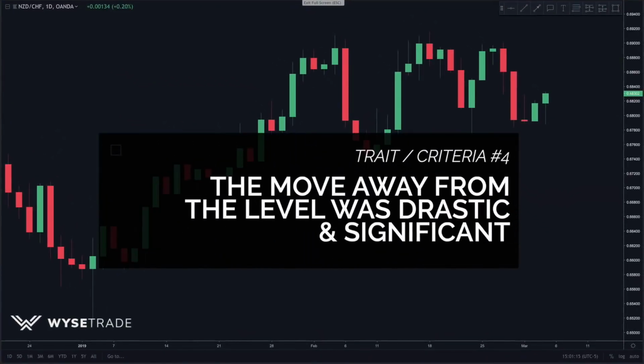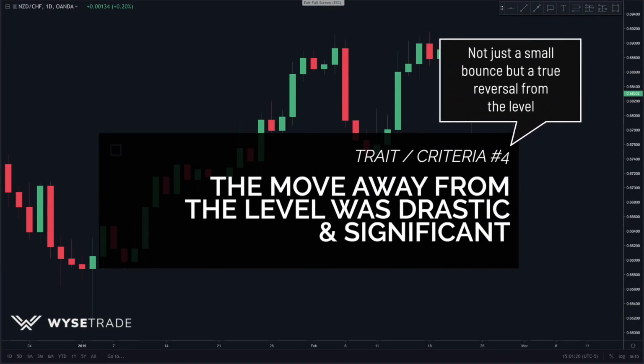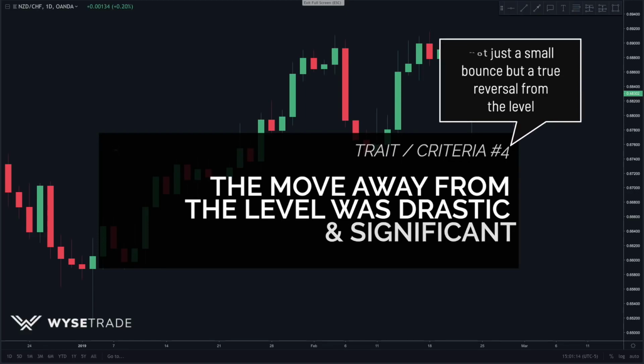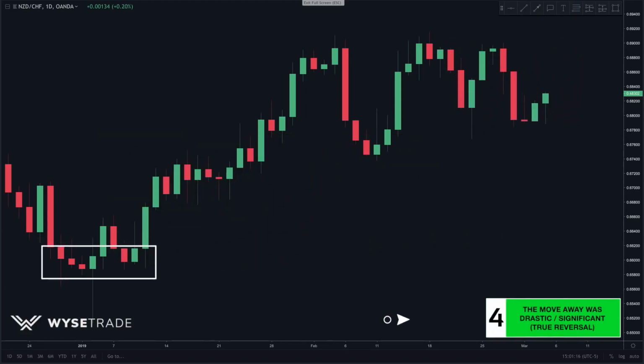Trait number 4. The move away was drastic and significant, meaning not just a small bounce, but an actual reversal. As you can see down here, price moved away from this level drastically, so we have a level of support here.